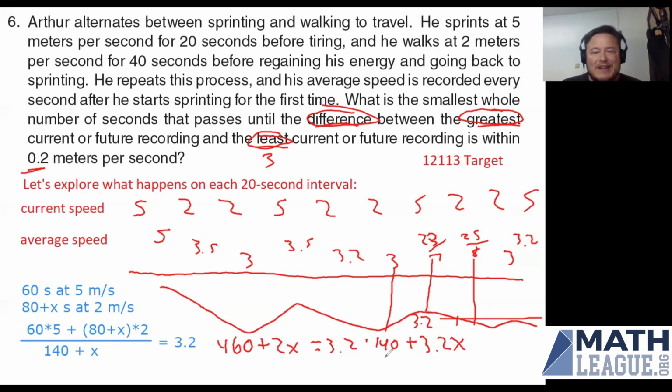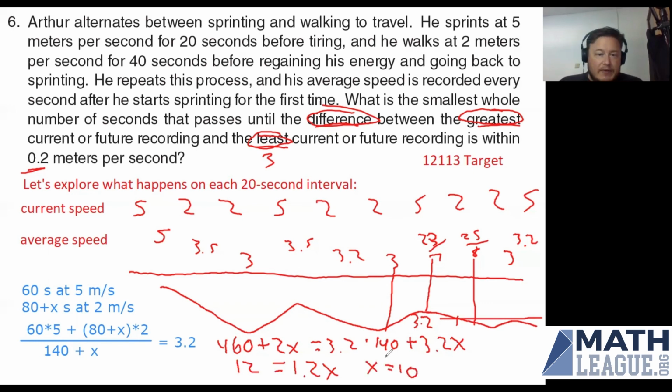30 times 14 is going to be 420. Another 2 times 14 is another 28. So that's 448. What that leaves us with is just a 12 for our constant if we subtract the 448 from both sides. We're also going to subtract 2x from both sides, leaving us with 3.2x minus 2x, or 1.2x. 12 equals 1.2x, and it's pretty easy to see then that x equals 10.